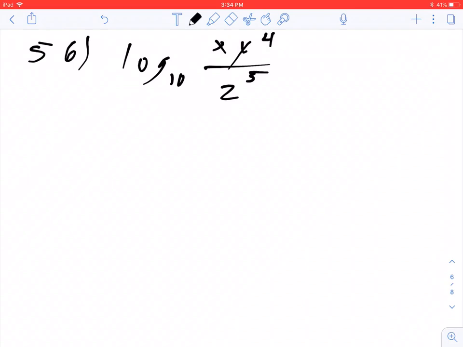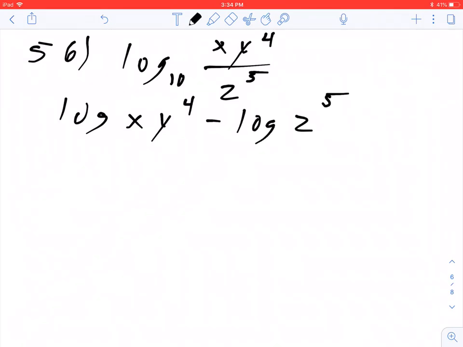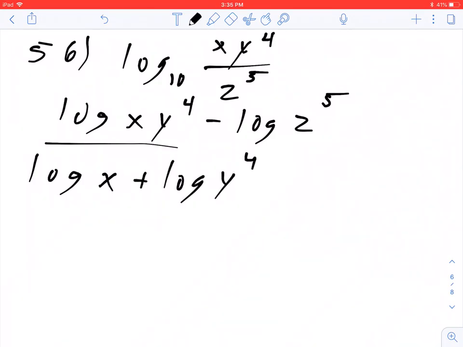I am not going to keep writing log base 10. When there is no base written, it is understood to be base 10 when it's a log. So it is log of x y to the 4th minus log of z to the 5th. This first expression is a product, therefore that can be split up into log of x plus log of y to the 4th minus log of z to the 5th.